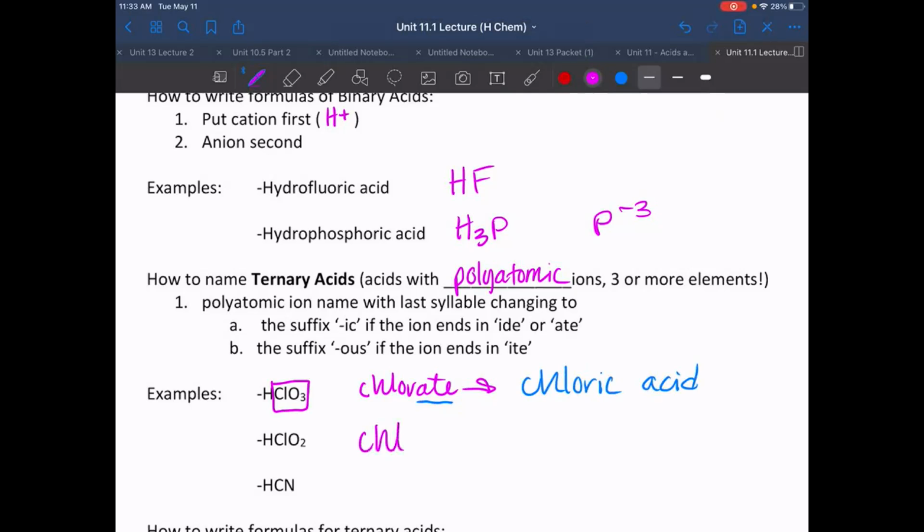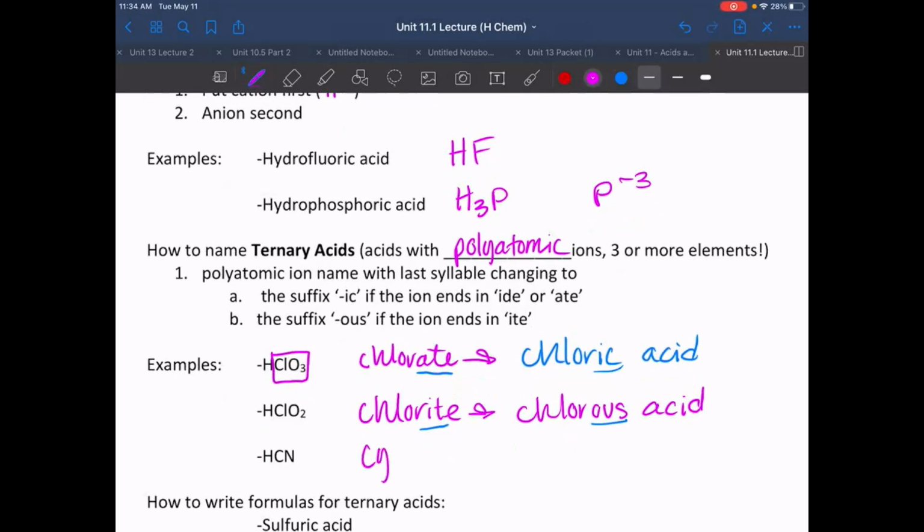Now, when we have chlorite, this becomes chlorous acid. So ite gets ous. And then lastly, cyanide. That also, the ide gets ic, so it's cyanic acid. Any questions about writing them for polyatomics? So this is going to be really digging into table E and being able to recognize these things.